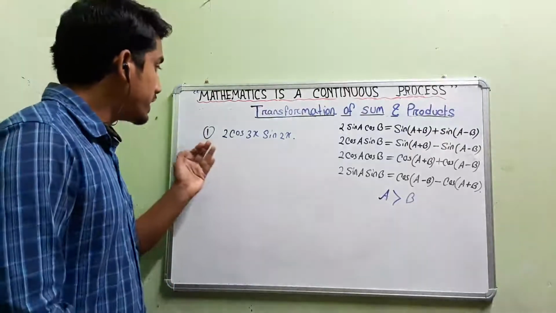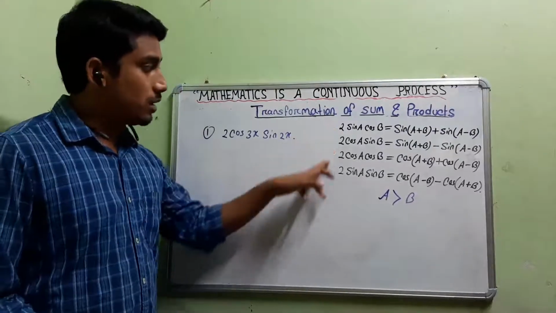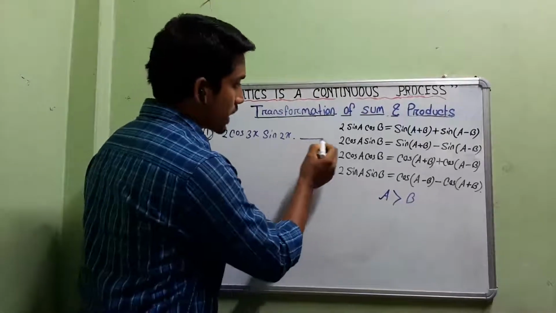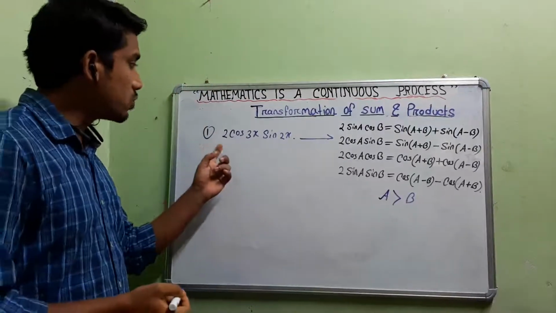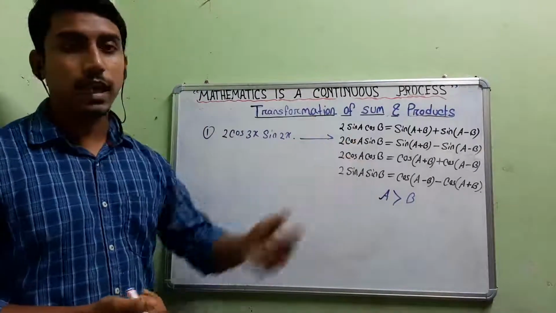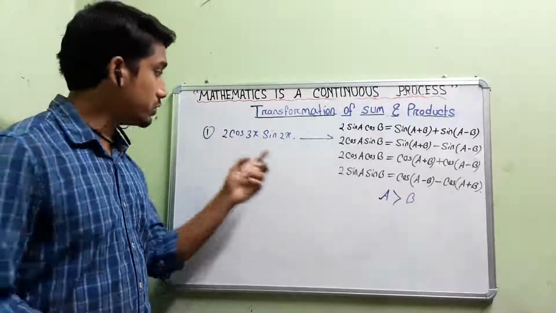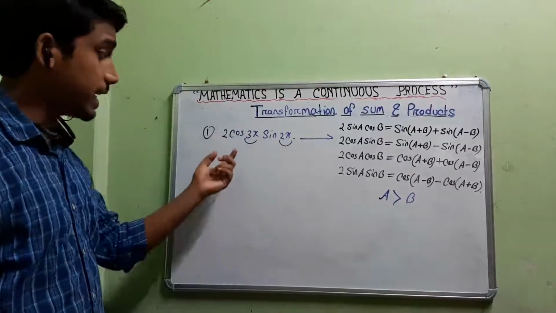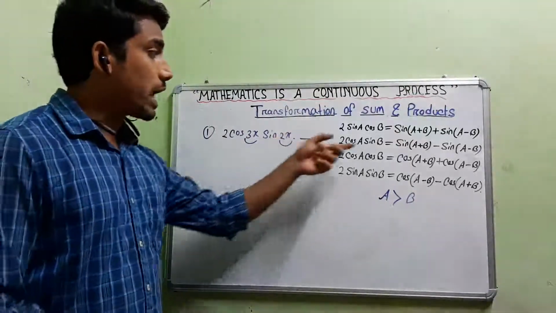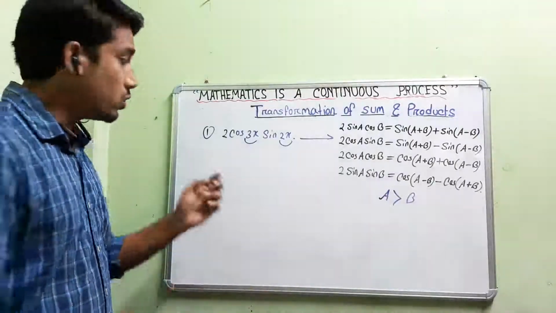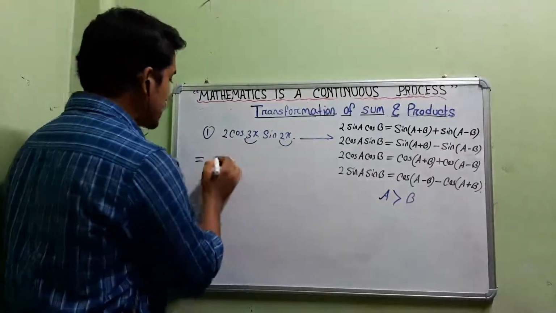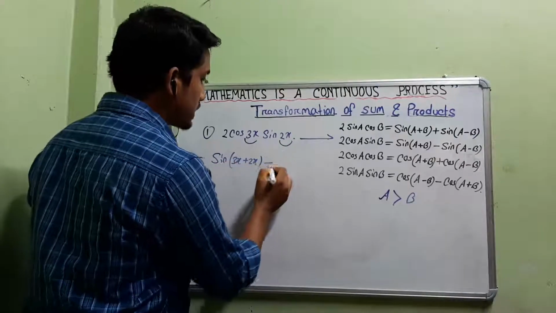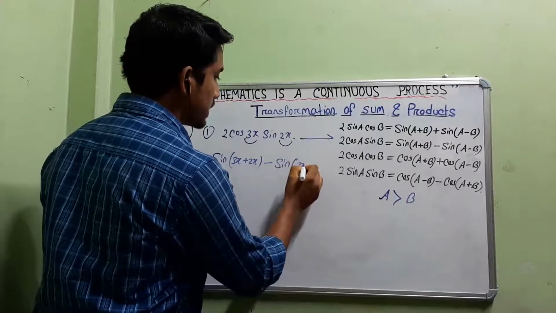So if I relate this problem, out of these 4 formulas, this one is directly related with the second formula, isn't it? Because this is 2 cos A sin B, and A is greater than B. Already I have told you. See, in place of A there is 3x, in place of B there is 2x. We can directly see that A is greater than B. So we can apply the second formula here. 2 cos A sin B will be equal to sin(A plus B), that is 3x plus 2x, minus sin(A minus B), that is 3x minus 2x.